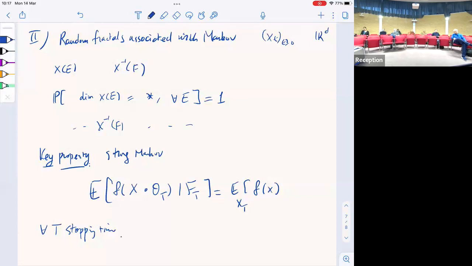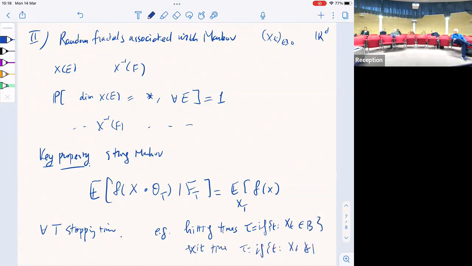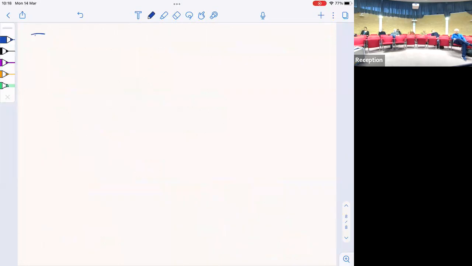For all stopping times. So there are so many interesting examples of stopping time. For instance, we can talk about the hitting times, which I would denote by tau, and this is the infimum time such that the process X_t hits a certain set B. There's also the so-called exit time. For instance, this will be the time when X escapes a certain set D. So then these two sets of stopping times will be of use to our study of the range and inverse image.